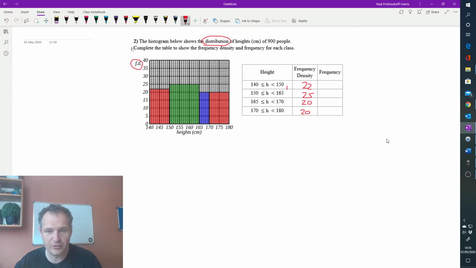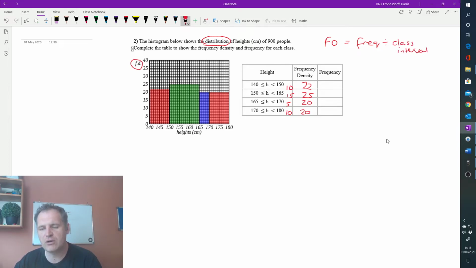So the other thing I do is I write the class widths. 15, this is just the widths of each of these, the gaps in each of these classes. That makes that, if we want to go to frequency, we're going to times them, because to undo division, remember, frequency density is equal to frequency divided by class interval.